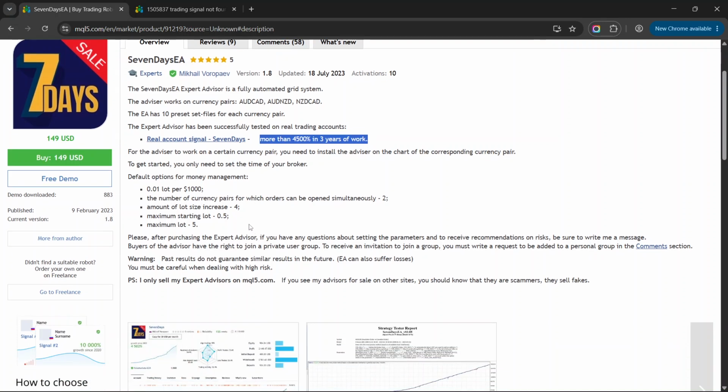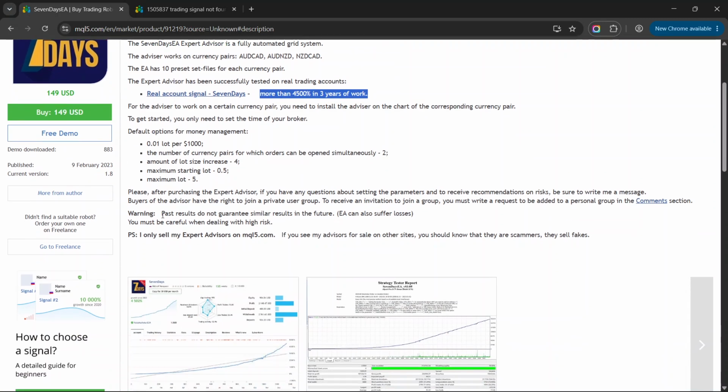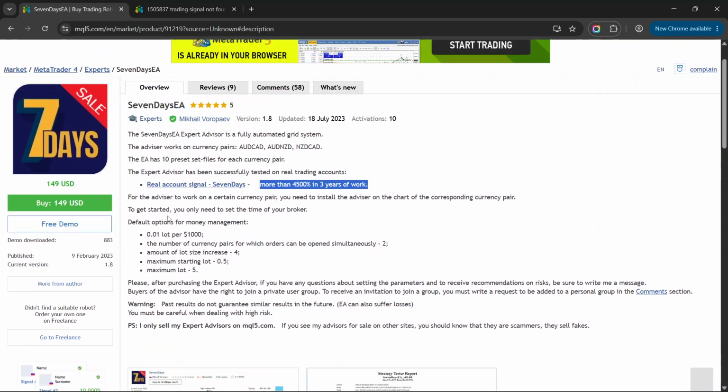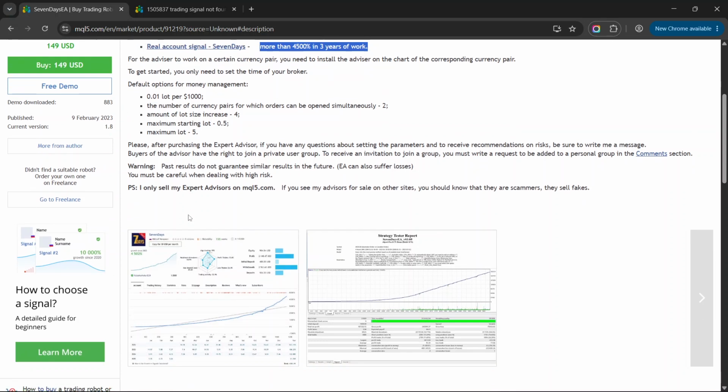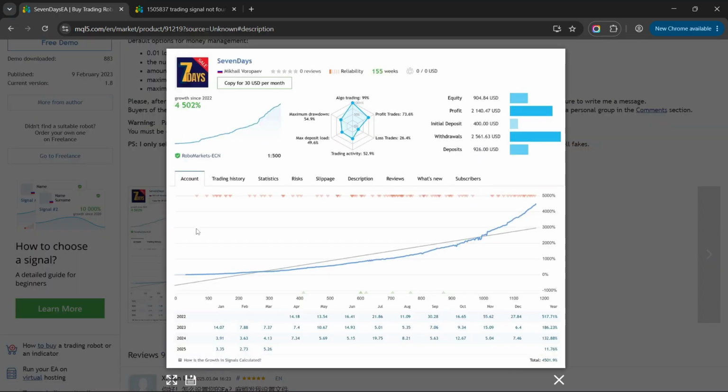The developer states that past results don't guarantee future results and that the EA can take losses, which is the standard disclaimer. But the headline number they put front and center is that multi-year real account growth figure. If we go over to the pictures they posted on the page, we can see the signal here, though it's a bit concerning that the signal link was not working. But let's go over what they said.